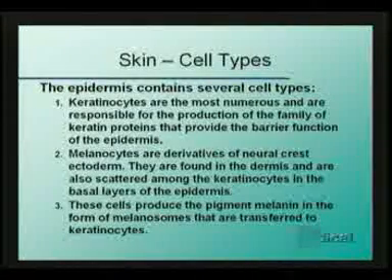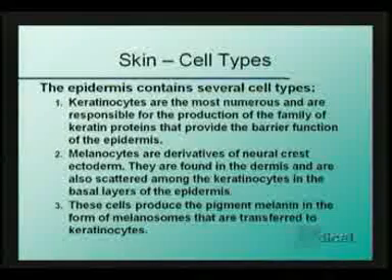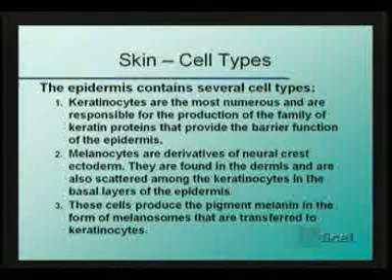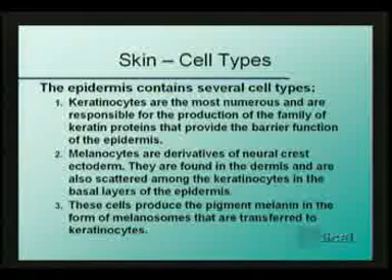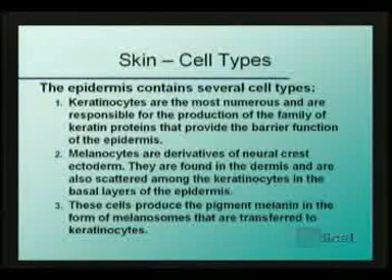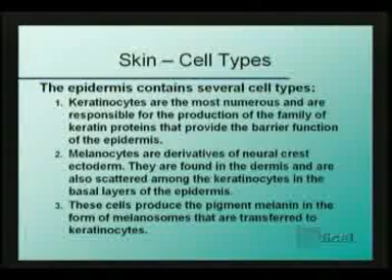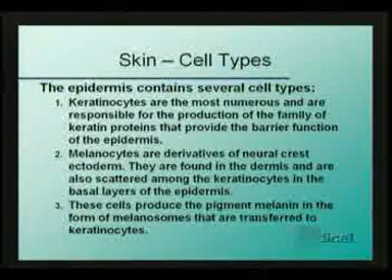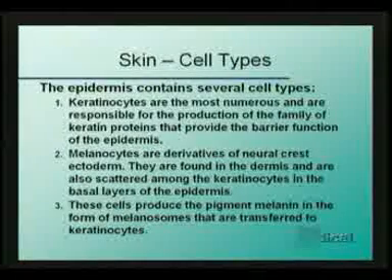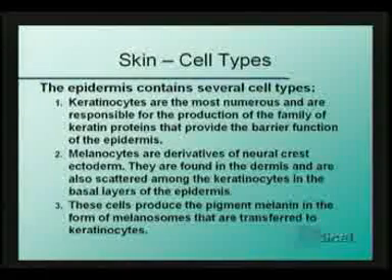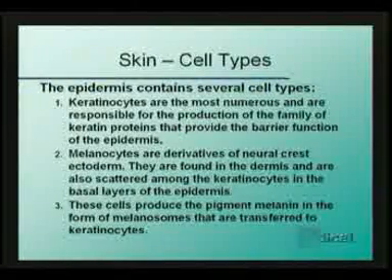Other specialized cell types that are found in the epidermis include melanocytes. These are derivatives of neural crests that migrate into the basal layers of the epidermis. Their job, as their name suggests, is to produce the pigment melanin in the form of melanosomes. Melanin is then transferred to the keratinocytes, and it really is the keratinocytes that convey the color to skin, even though the pigment melanin is produced in the much less numerous melanocytes in the basal layers.